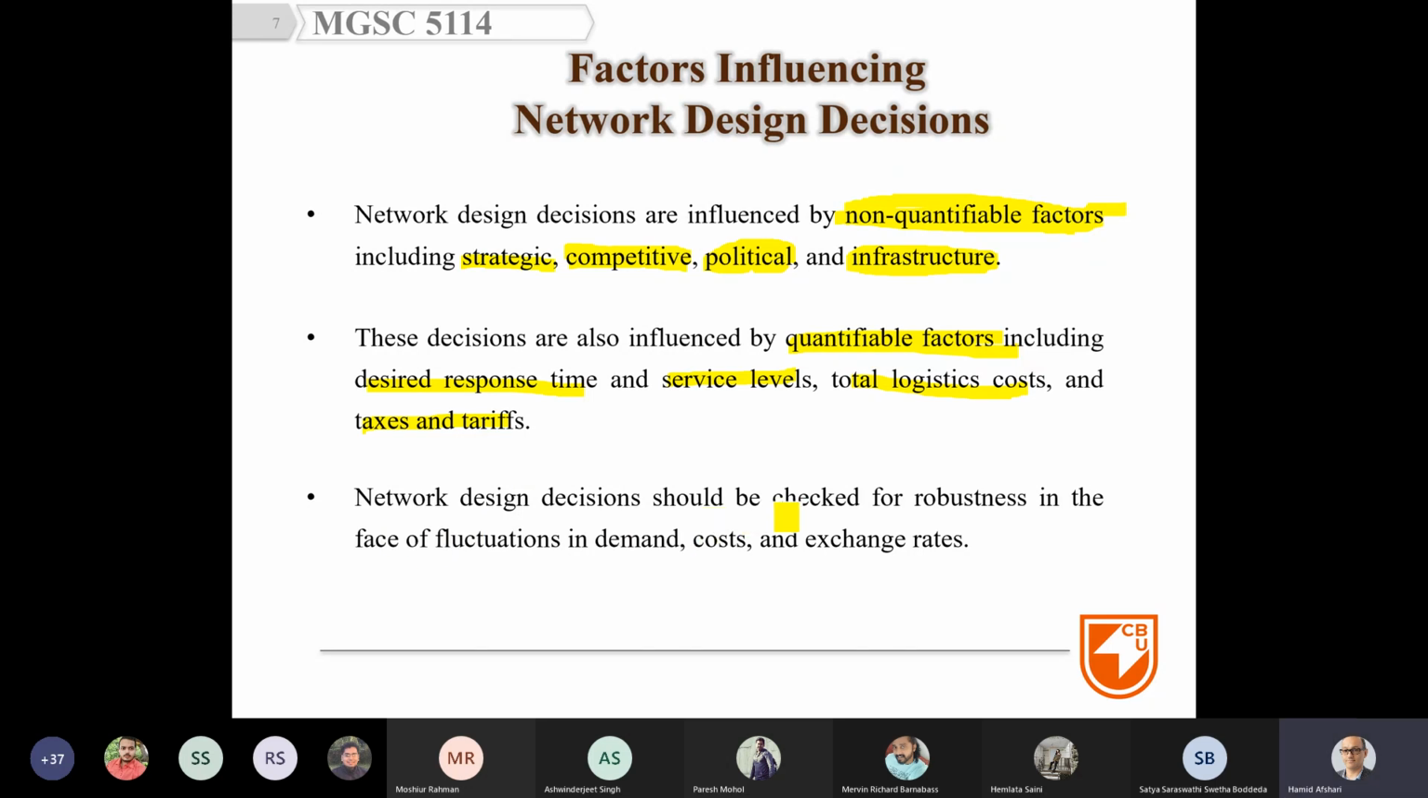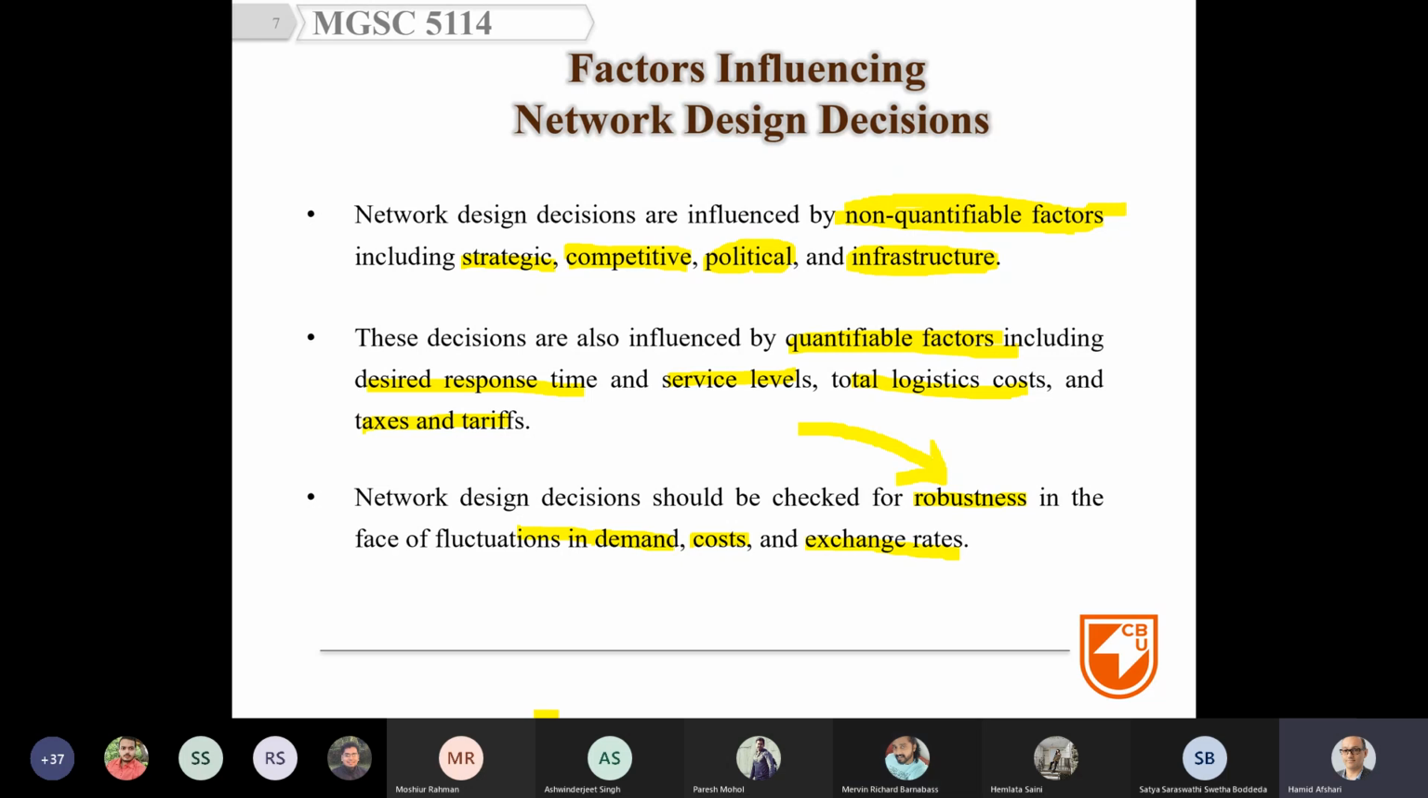Network design decisions should be checked for robustness in the face of fluctuations in demand, cost, and exchange rate. Okay, can somebody explain what robust or robustness means? What do we call a robust network? Robust means effective or without any failures.